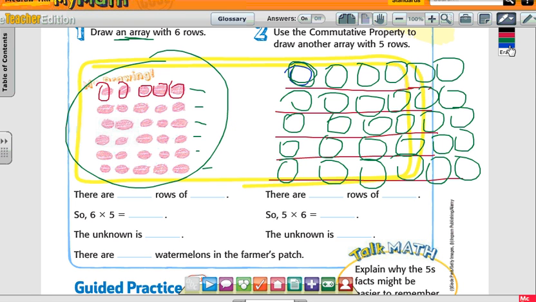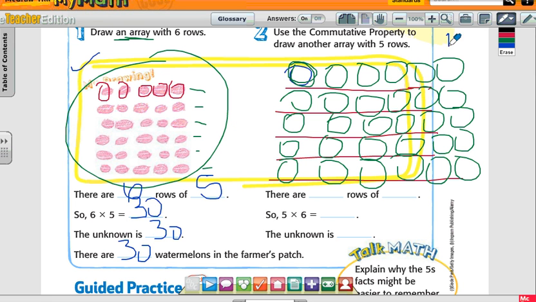So in this array, there are how many rows again? The first array, how many rows are there? 6. And how many in each row? 5. So there are 6 rows of 5. So 6 times 5 is going to be? 30. So the unknown is 30. So there are 30 watermelons in the farmer's patch.